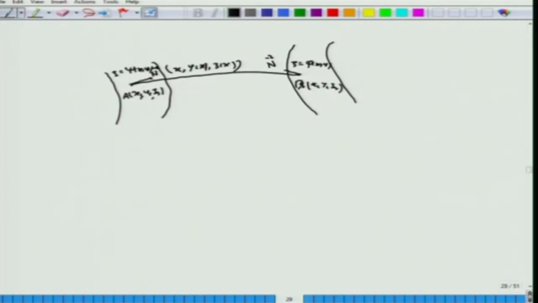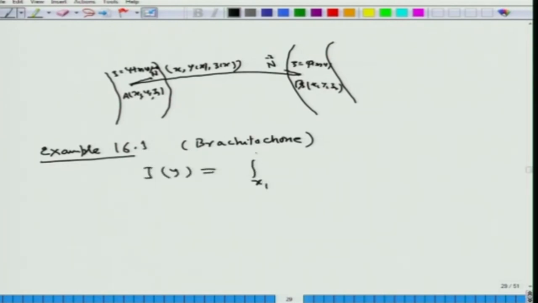Now, let us take the case of this example, which we will call 16.1. Here the Brachistochrone functional, that is I(y) equal to the integral from x1 to x2 of the square root of 1 plus y prime square over root y dx. And here we take x1 equal to 0 and y at x1, which is y at 0, equal to 0, and this point x2 here.